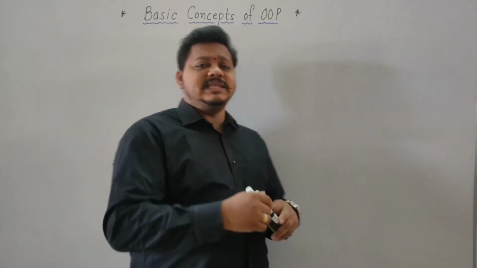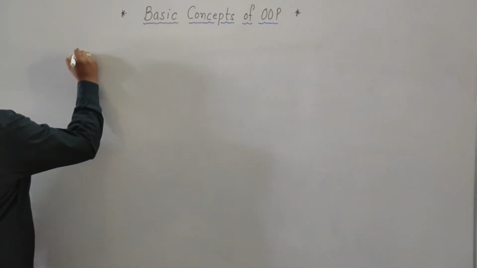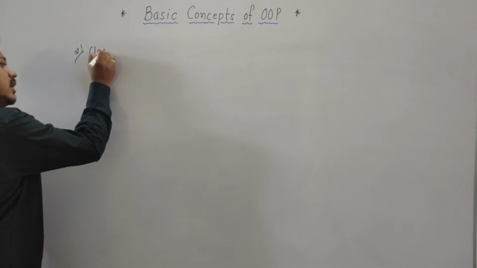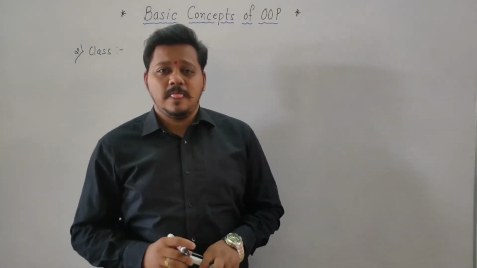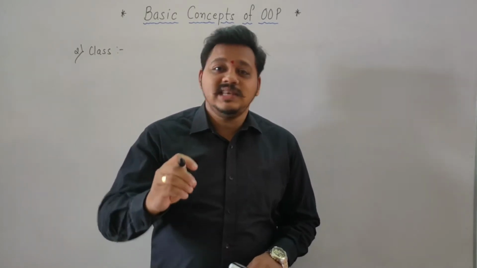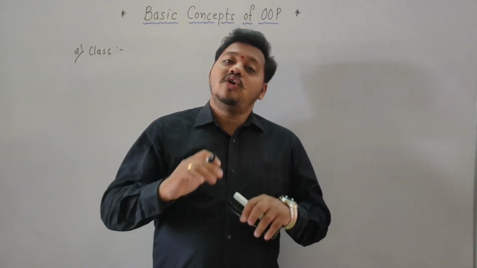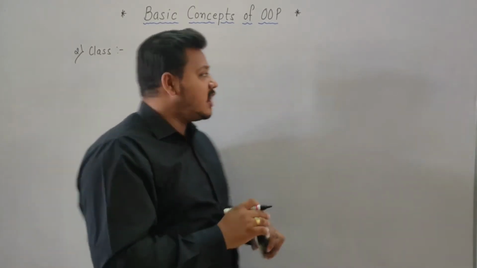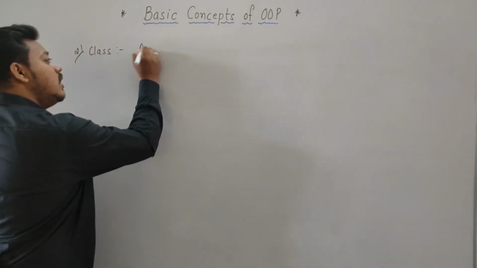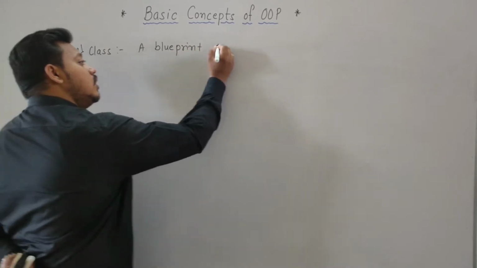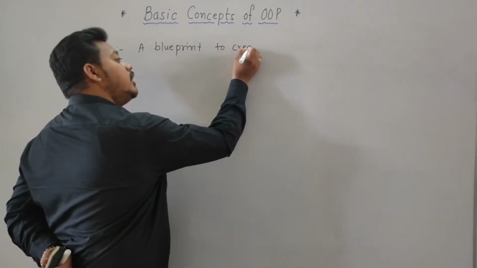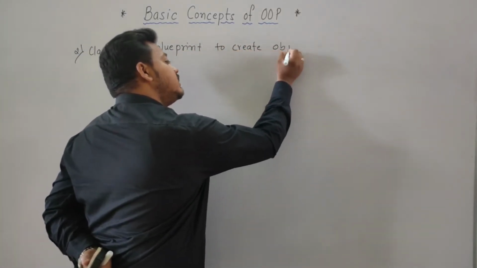Now the second basic concept of object oriented programming is nothing but class. Now what is meant by class? A class is a blueprint to create the object. We can write here, class is a blueprint to create objects.